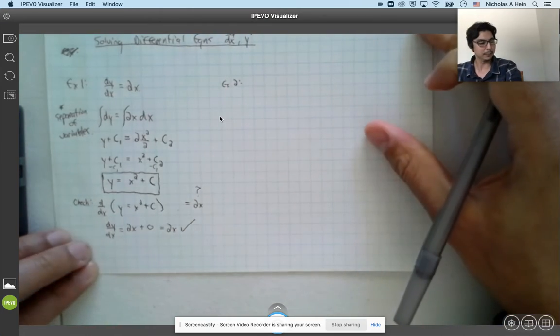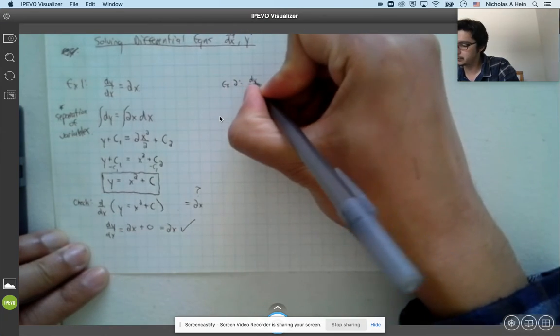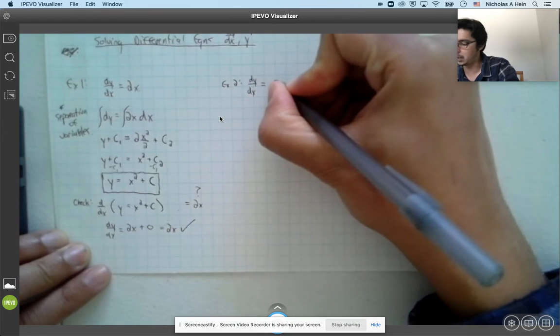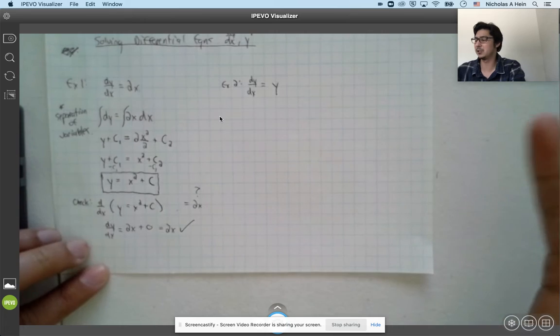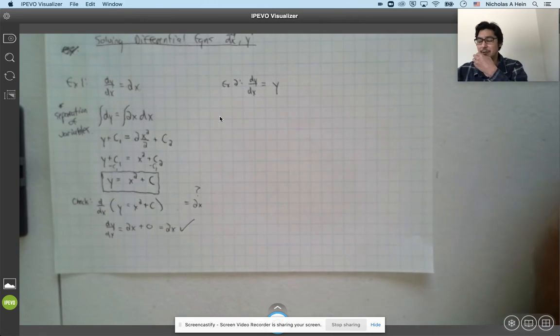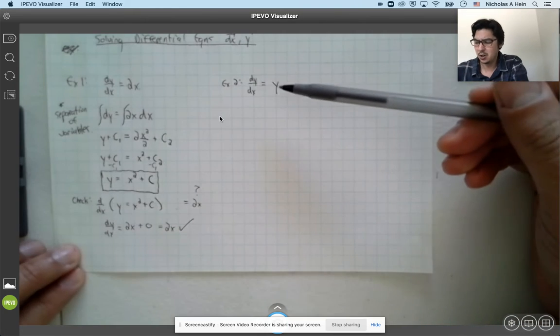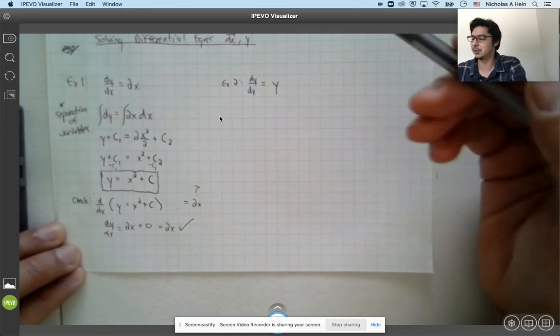All right, let's look at another example, example 2. We're going to do dy dx is equal to y. Now, when we first looked at circles and found the slope of a tangent line, that was the first time with implicit differentiation we got an answer in terms of y. So now let's look at this.